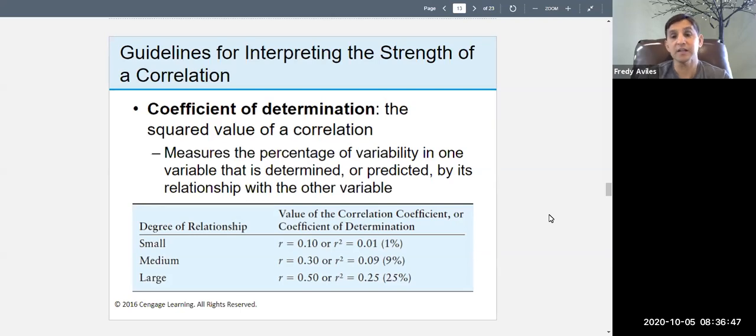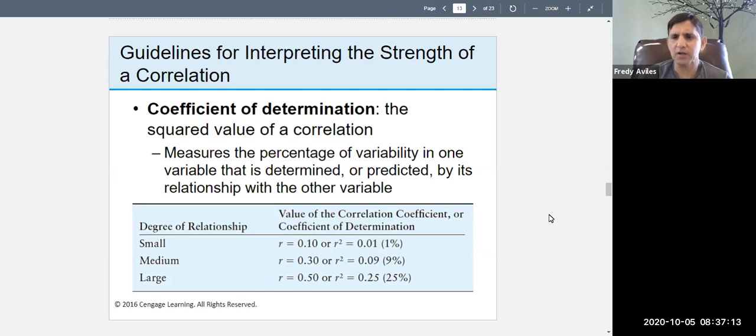It measures the percentage of variability in one variable that can be determined or predicted by the relationship with the other variable. So if the relationship is 0.50, then I can predict the other variable with 25% accuracy. Another way of putting that is I can predict about 25% of the variability. That's the coefficient of determination.